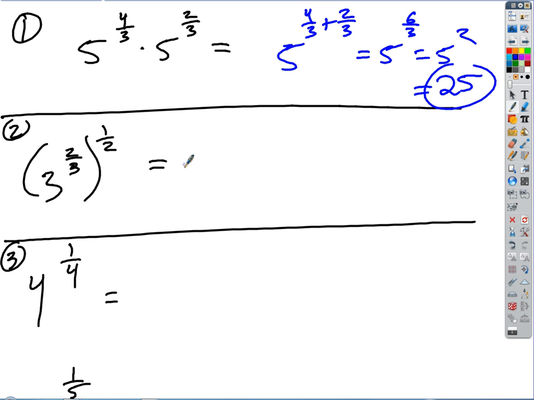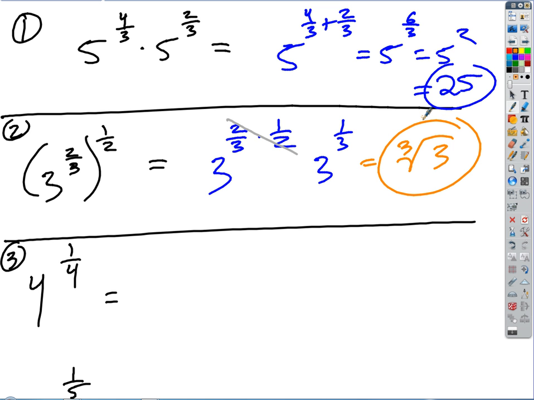If we take a power to a power, our properties of exponents say we multiply the exponents. So we get 3 to the 2/3 times 1/2. We can cross cancel when we multiply fractions, and so this just becomes 3 to the 1/3. No big deal. And that's just a cube root. To me that's a better way to write it. But if the assignment said to write your answer as a simplified radical, then a 1/3 power is a cube root, so it would be the cube root of 3.